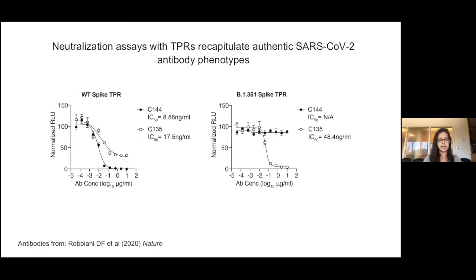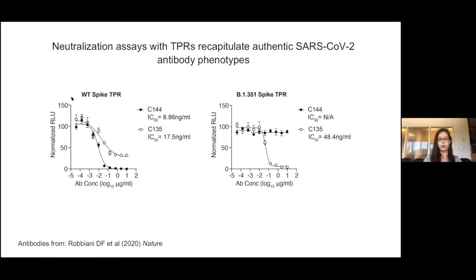Next, we wanted to see whether spike transpackaged replicons could be used for testing entry steps. And in this case, we used it for testing neutralizing antibodies. So we tested 2 previously characterized monoclonal antibodies that we received from Michel Nussenzweig's lab here at Rockefeller. These are the C144 and C135 monoclonal antibodies against spike. And we used 2 variants of spike. Here you see the wild type spike, or the Wuhan strain.